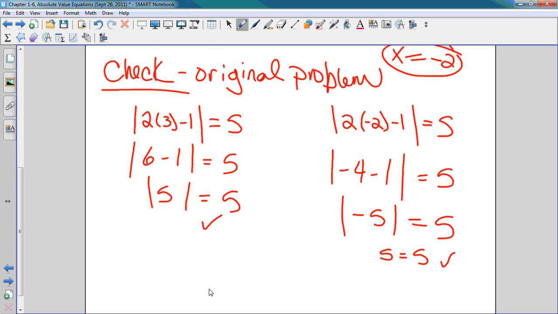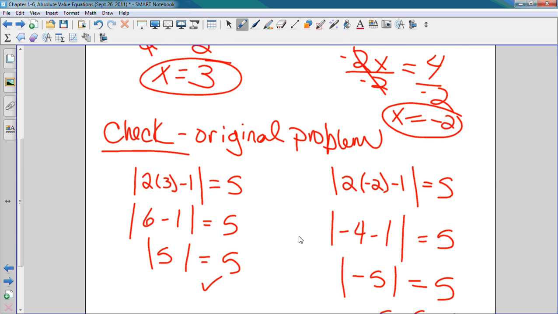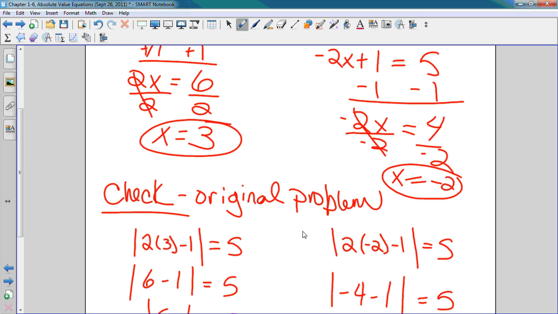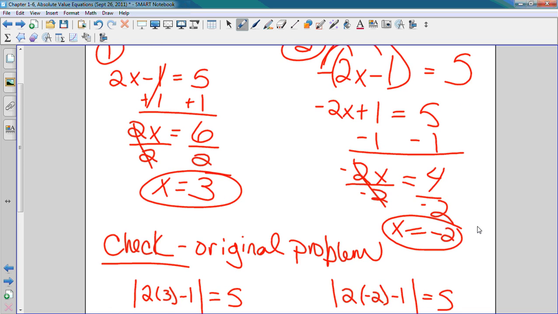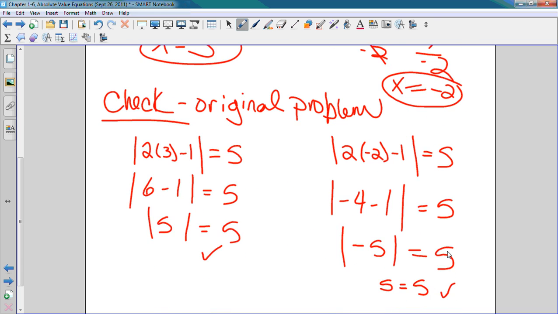So for your answers, or for your solution, you would say x is 3 or x is negative 2. Those two things will make this equation true. Okay?